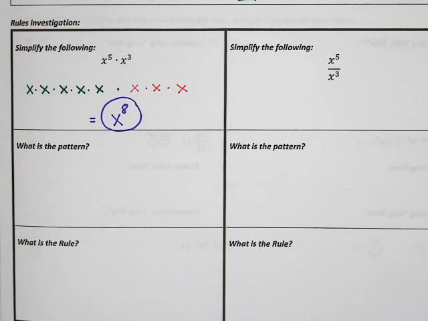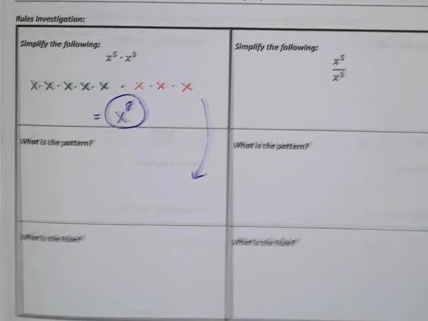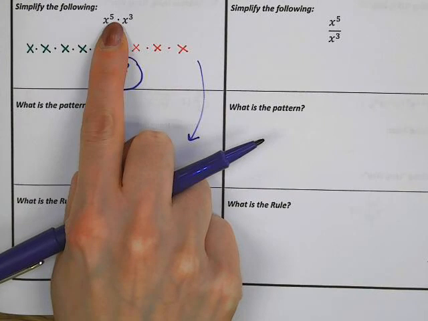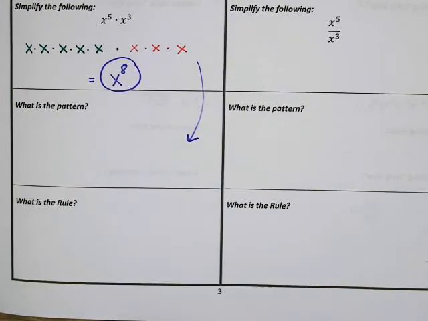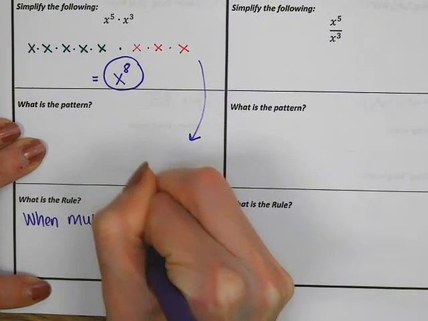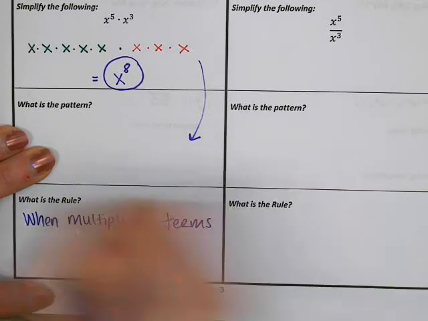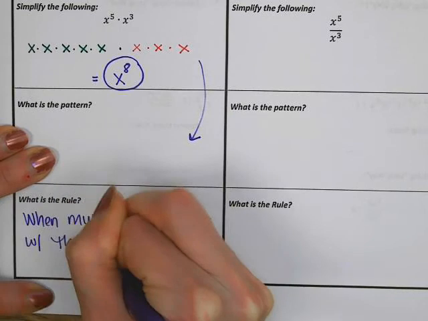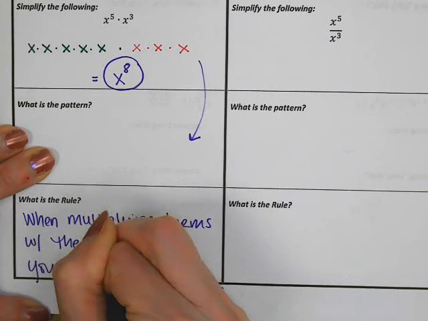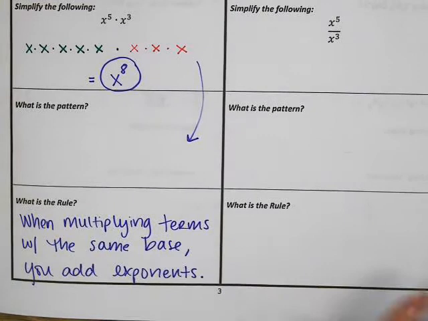So what is the pattern? Well, I guess this was the pattern. So what's the rule? What did you guys determine was the rule? When you are multiplying same bases, you add the powers. So when multiplying terms with the same base, you add the exponents. I hope you guys discovered that in class.